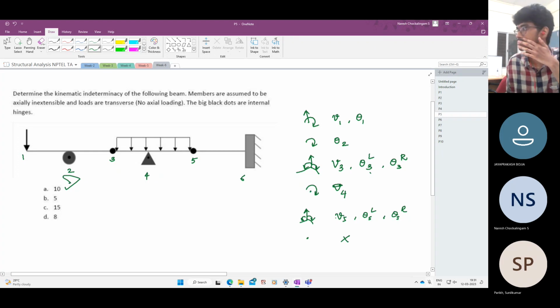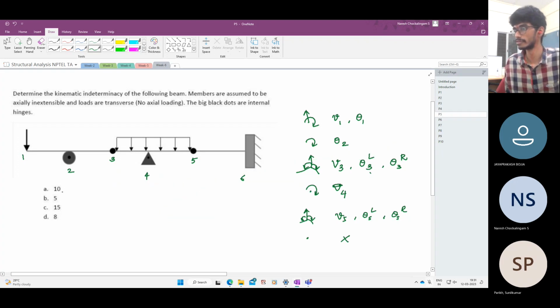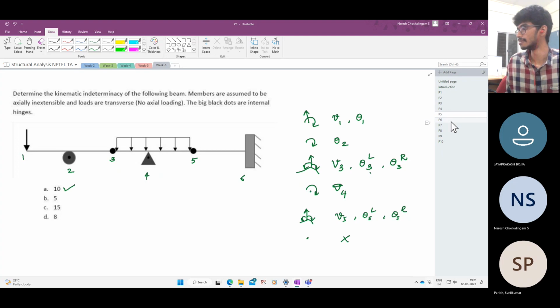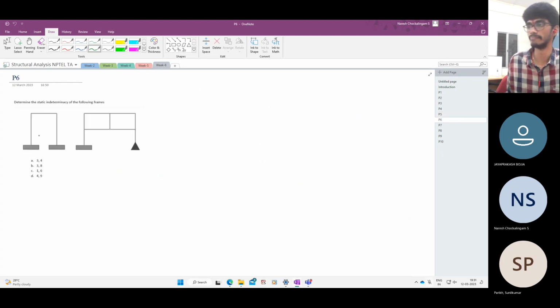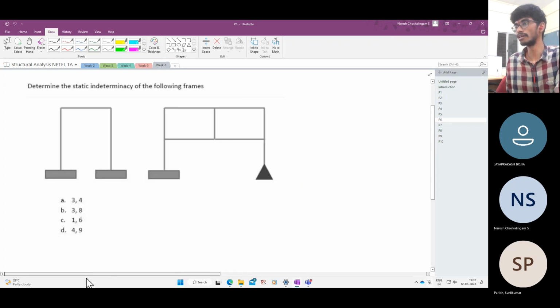The correct answer is 10. Let's go to the sixth problem. Now determine the static indeterminacy of the following frames.